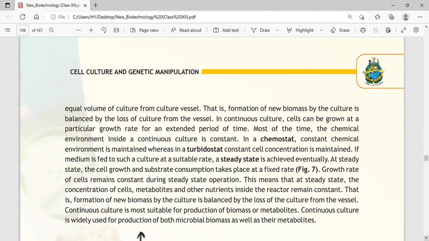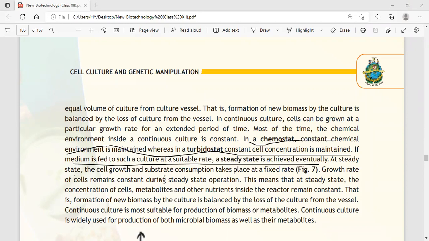In the chemostat, a constant chemical environment is maintained, whereas in the turbidostat, a constant cell concentration is maintained. So these two are the important points, the difference between them. If the medium is fed to such a culture at a suitable rate, a steady state is achieved eventually.